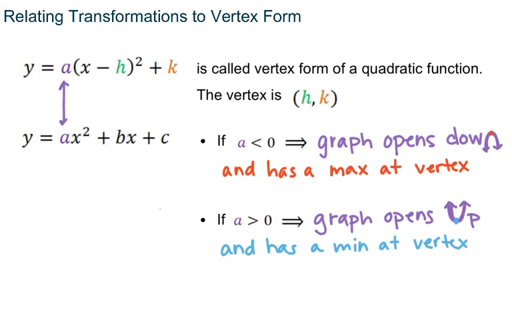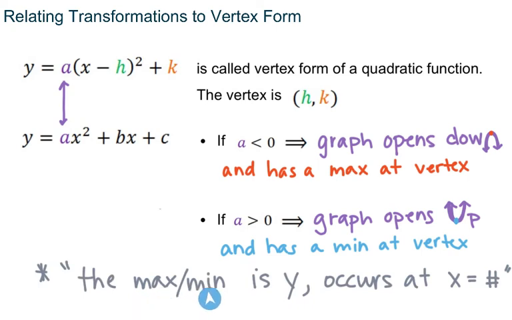And just a reminder, when we talk about relative extrema or max or min values, we always say that the max or min is the y value, so the y value is the maximum, and the location of it is at the specific x value, so x equals some number. All right, let's do one short example.